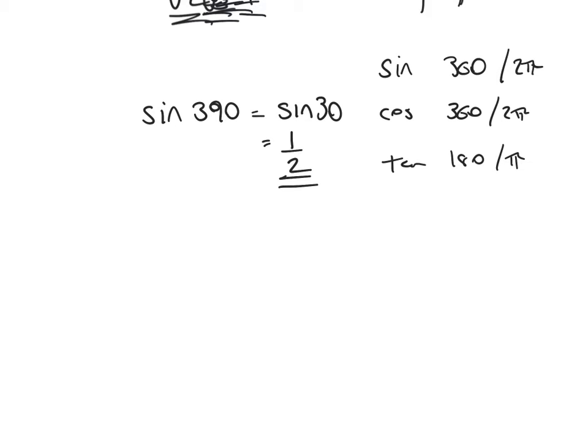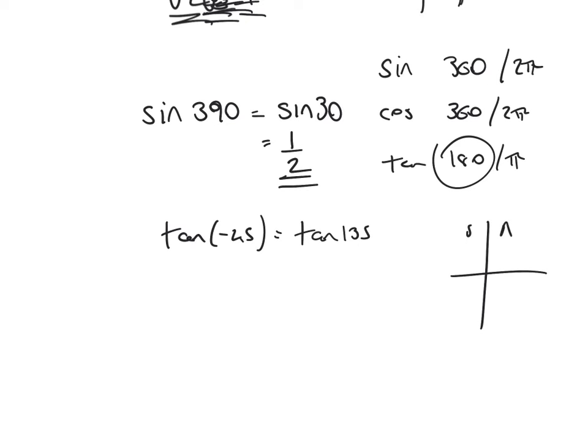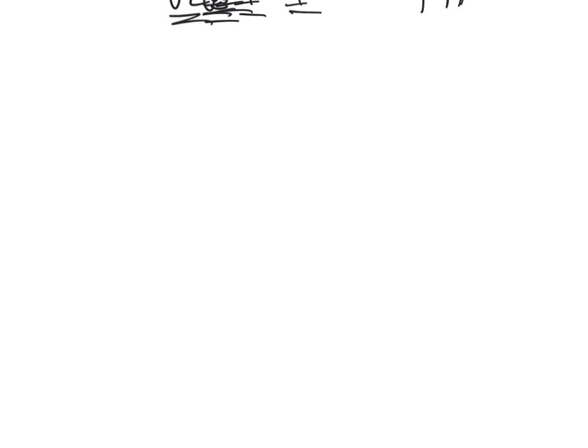Next one, let's go for tan minus 45. Okay, so we can get within the range of 0 to 360 by adding on 180, so that's equal to tan 135. We can then use the CAST diagram, and 135 degrees is negative for tan, and the acute angle in here is 45 degrees, so it's minus tan 45, which is minus 1.